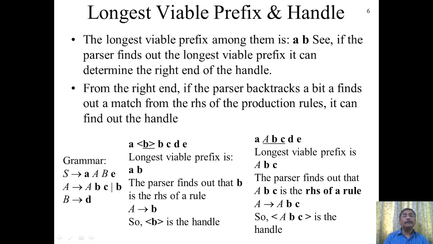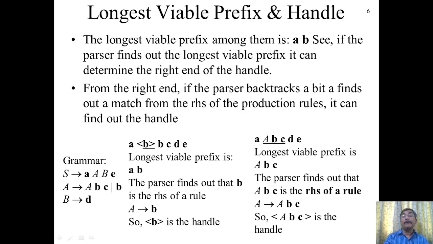The same grammar and the same sentential form. The longest viable prefix is AB. Now I backtrack a bit and find out B is the RHS of a rule A produces B. So now B is the handle, and I replace this B by A, B, C. Now take another sentential form: small a, capital A, small b, small c, d, e. I know that this is my handle. How did I know? We'll talk about that later. Let us say I know that this is my handle.